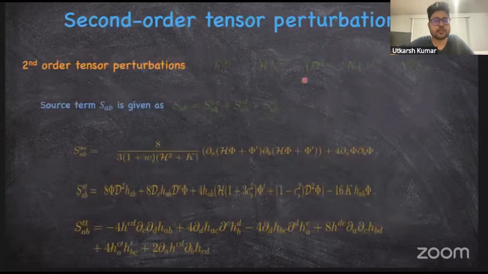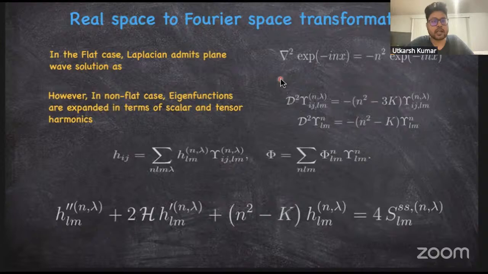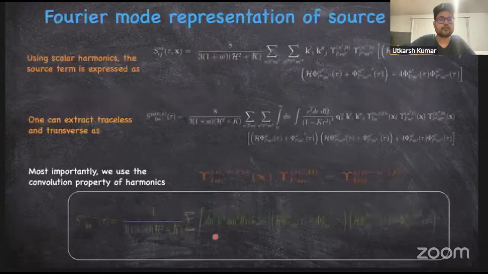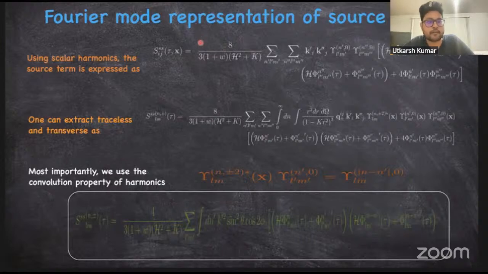Now substituting these expansions into the evolution equation, we find the evolution equation for the tensor perturbations for each mode in wave numbers as follows. So now we will try to give a form of the source term in the Fourier mode representation. We can use the scalar harmonics, so the scalar harmonic expansion for the source term is expressed as follows.